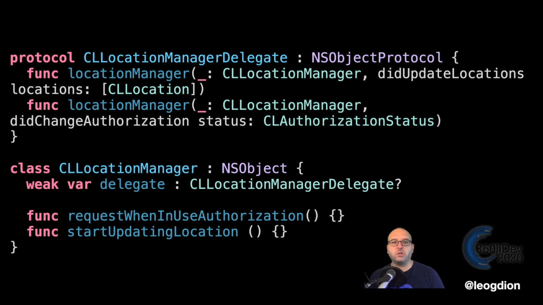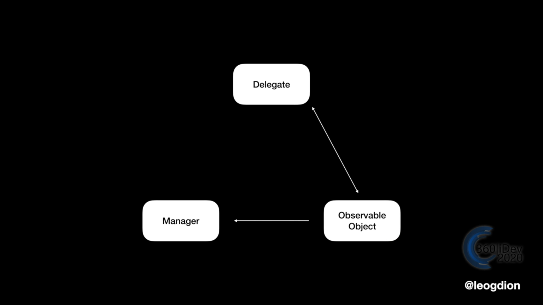So this is similar to what Core Location does. The Core Location manager has its didUpdateLocations. It has something for didChangeAuthorization status. And then the manager has something to request authorization depending on what kind of authorization you wish to request, whether when in use or always. And then something to start those location updates, as well as the delegate property we need to store. So we'll have something like this. We'll have our observable object, which will link to the delegate and the manager.